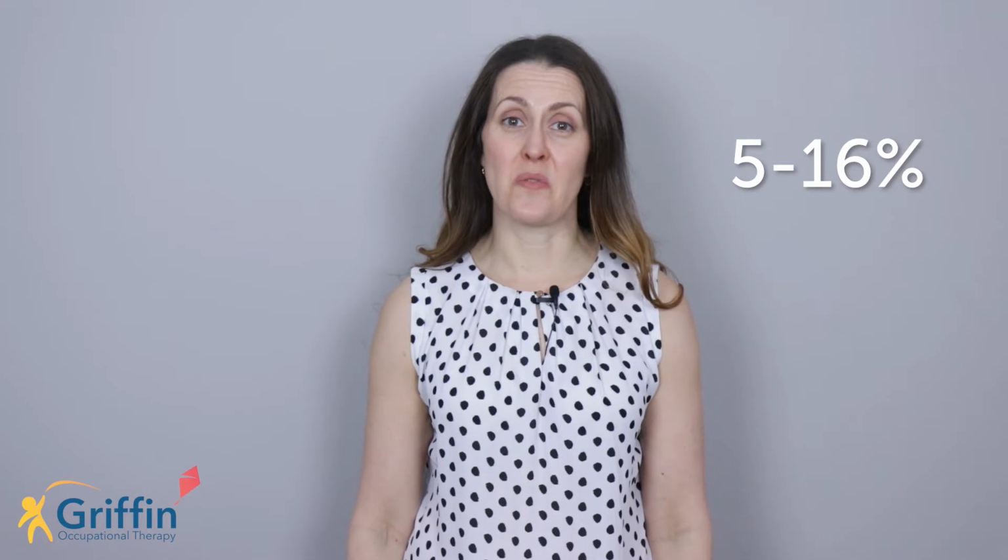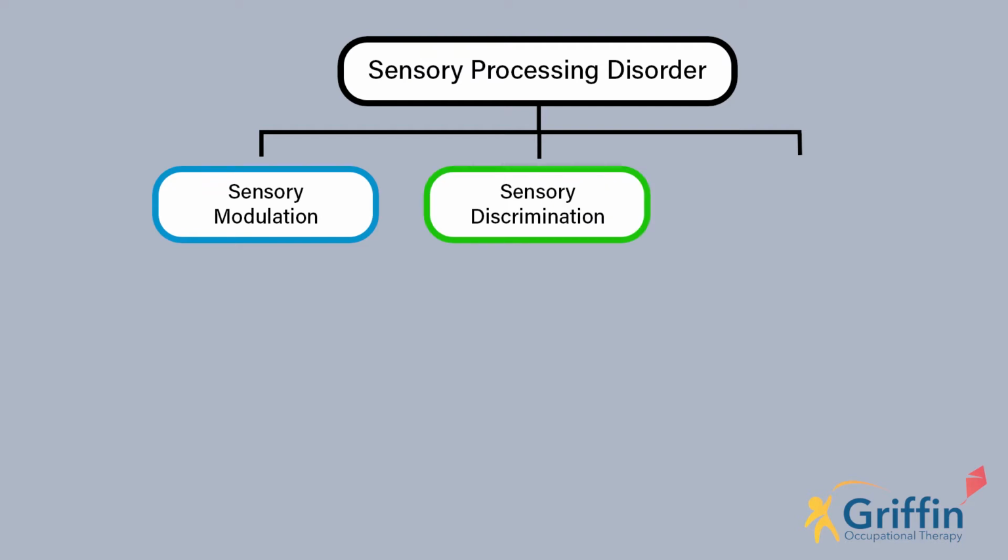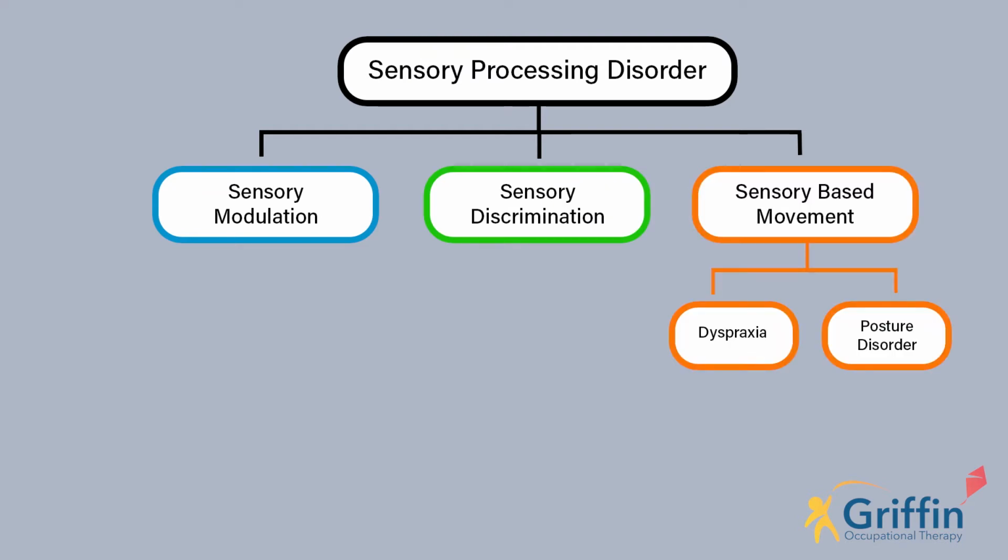Welcome back. In this video, I'd like to introduce sensory processing disorder, or SPD. Sensory processing disorder is a term that describes the differences that children and adults face when their brains are not processing sensory information adequately. Sensory processing disorder is thought to affect 5 to 16% of the population. It is typically broken into three sections: sensory modulation, sensory discrimination, and sensory-based movement.